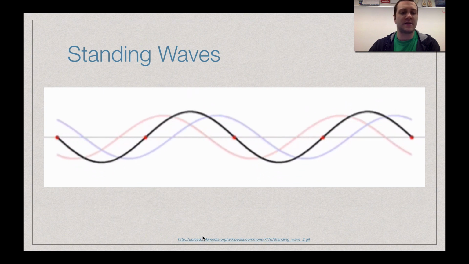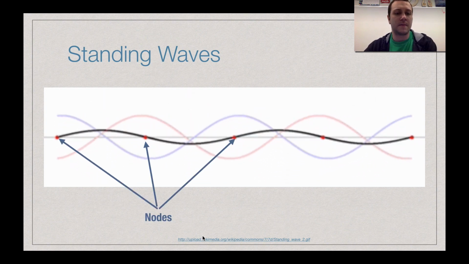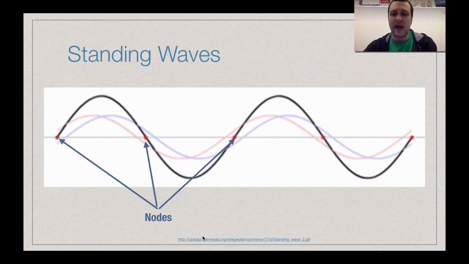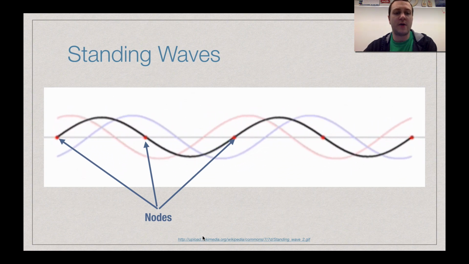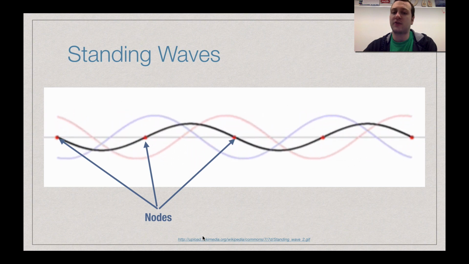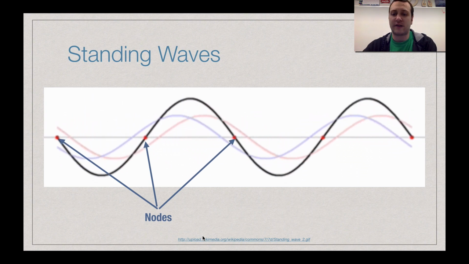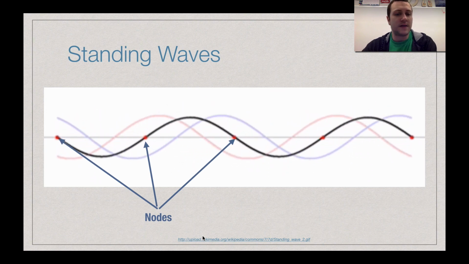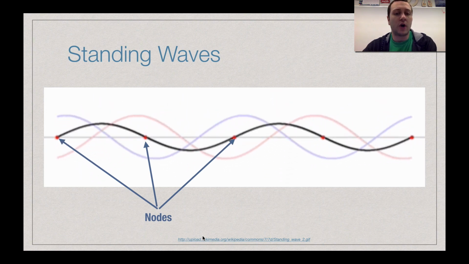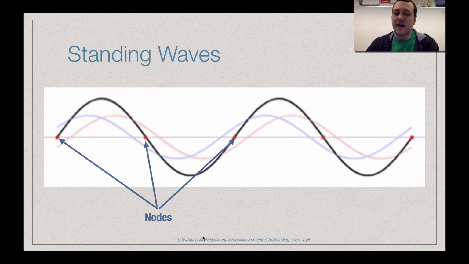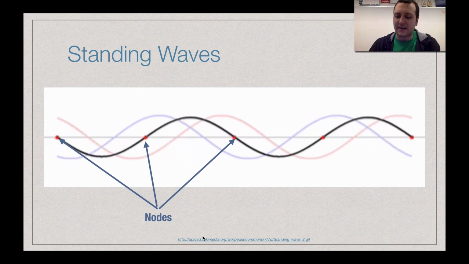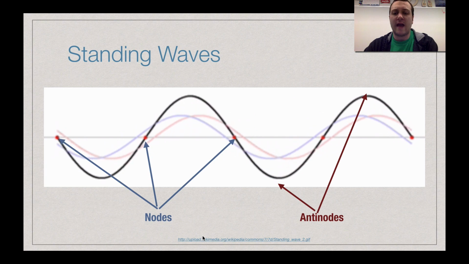A couple points to note on these standing waves. The dots in red, those are called nodes. And if you watch the nodes the entire time, regardless of how in phase or out of phase the incident and reflected waves are, those nodes do not move. They stay put regardless of whether it is perfectly in phase, perfectly out of phase, or some degree of being out of phase that's not maxed out. Then we have the antinodes.